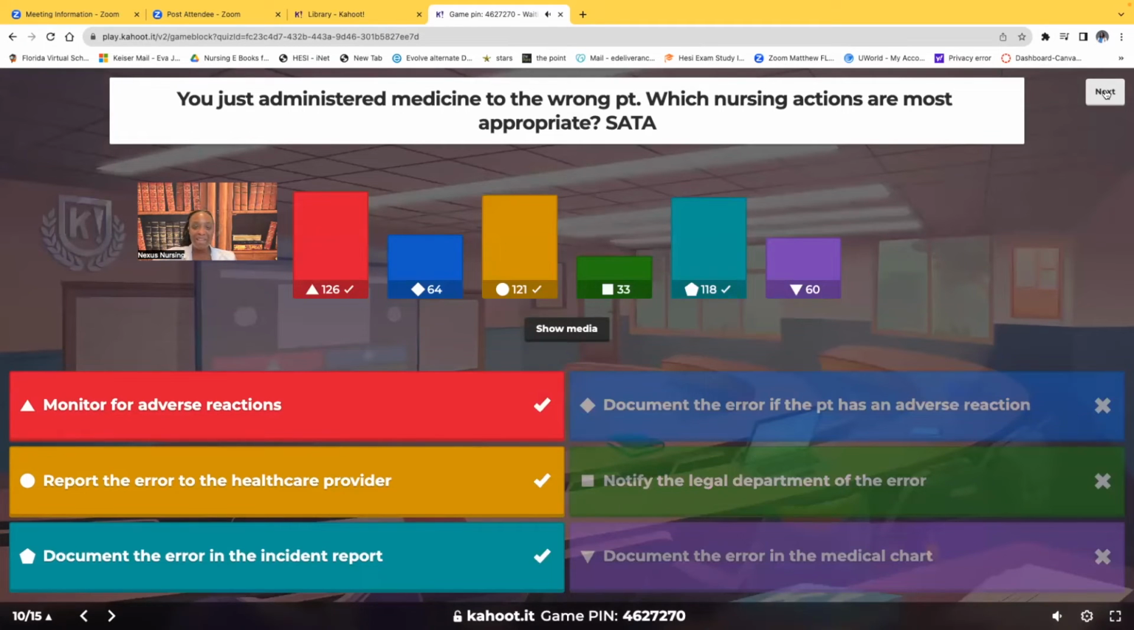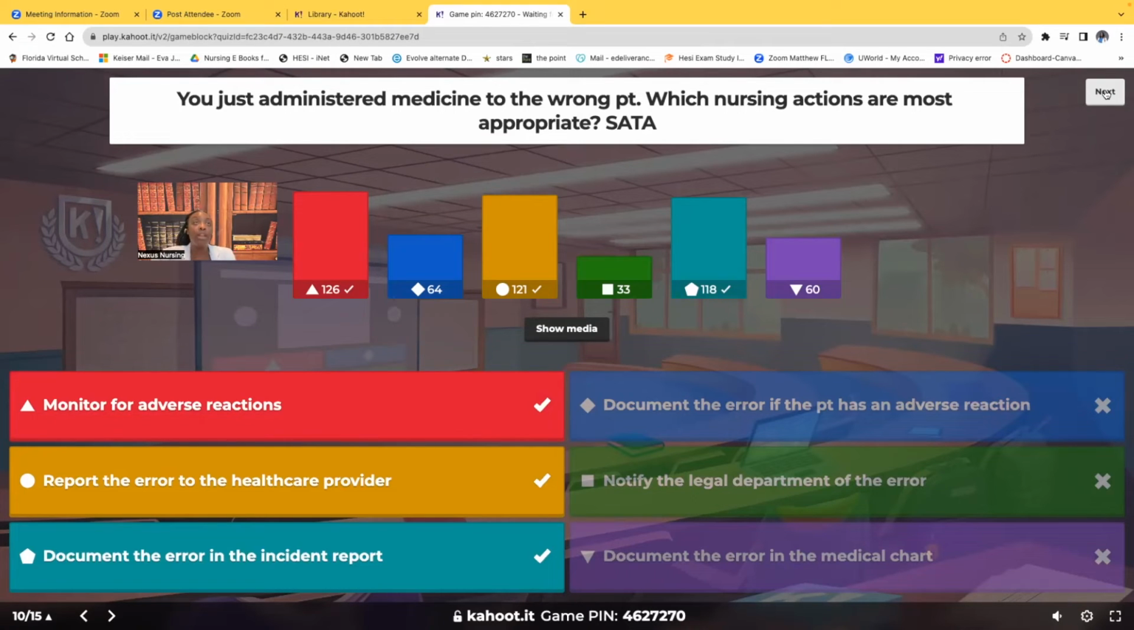Okay, let's talk about it. I'm very proud of you guys. Good job. So you realize you gave medicine to the wrong patient. Obviously, yes, you're going to monitor for adverse reactions, right? You want to correct the issue as soon as you realize there is an issue. You're going to report the error to the healthcare provider. You absolutely have to, because what? You may need new orders for that patient, and you're going to document the error in what?